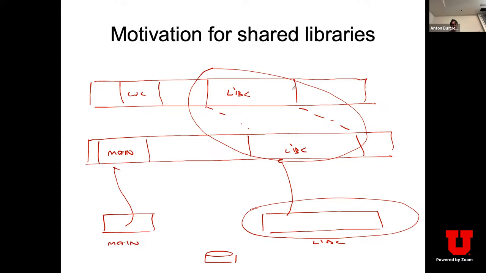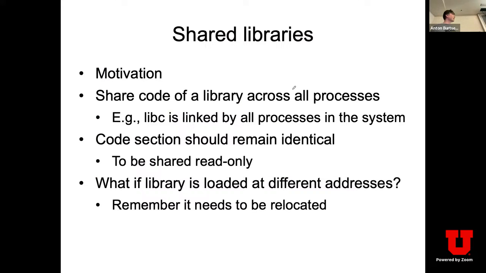And remember the problem. The real problem is that this libc library may end up at a different address in different address spaces, in different processes. The goal is to make sure that the code section can be mapped read-only. It's the same code section, meaning that it cannot use a single absolute address, because if it has an absolute address but is mapped at a different address in a specific address space, then you're kind of screwed. So it doesn't work this way.